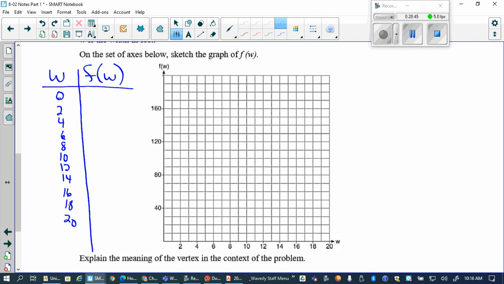or W values, or H or F values. Anybody having trouble getting in their calculator, getting the table now? You are? What's the problem? Invalid input.